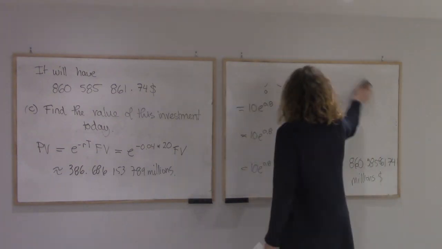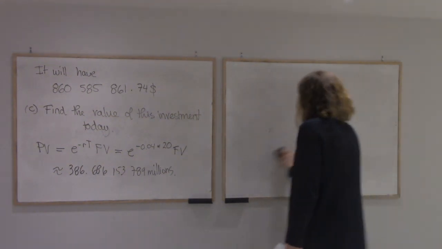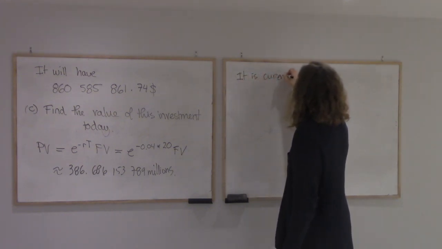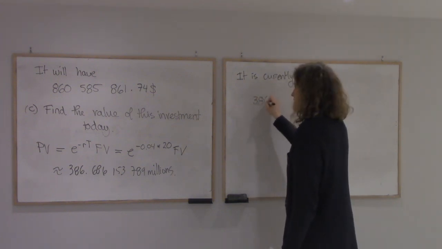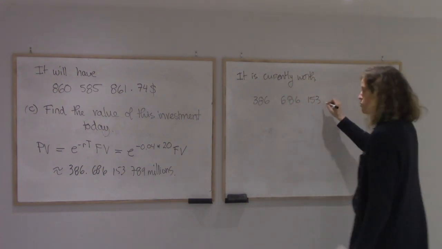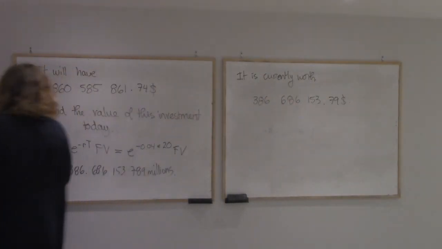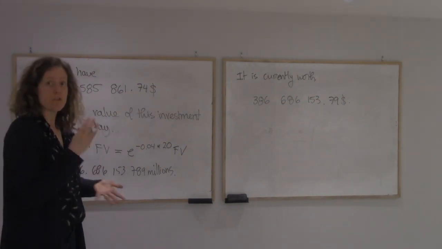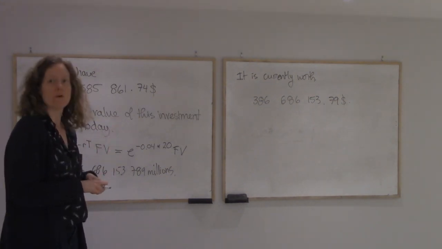Let me not do it, but if you had to write it, you would write it. Actually, let me do it. And so today it would be worth 386,686,153.79. So if you had to buy this money flow from the company, this is how much the fair price would be. If you pay less, you're probably making a good deal. If you pay more, then you're being a sucker.